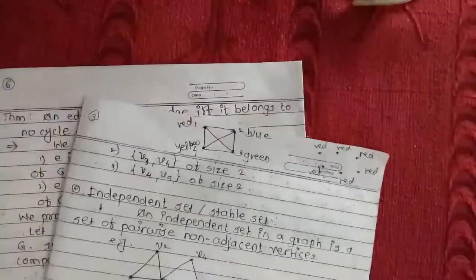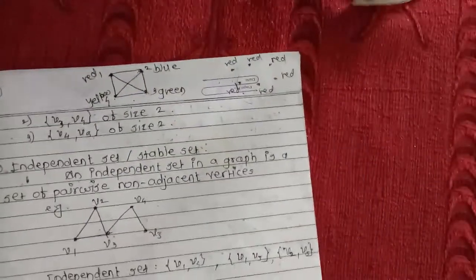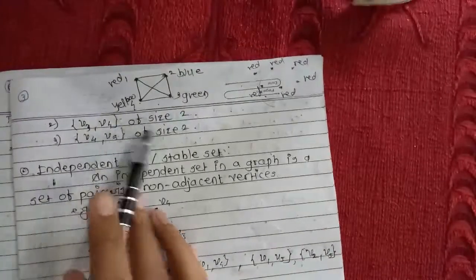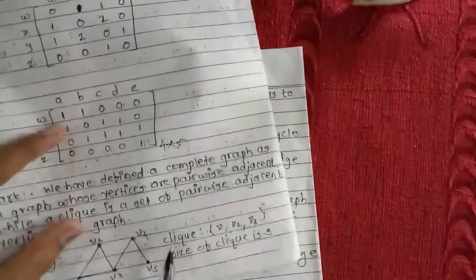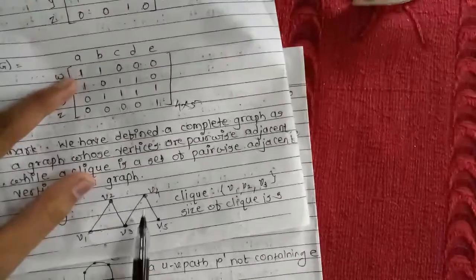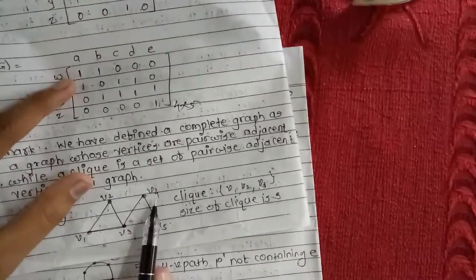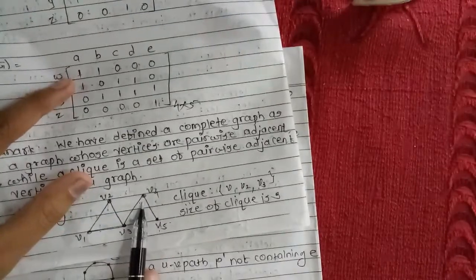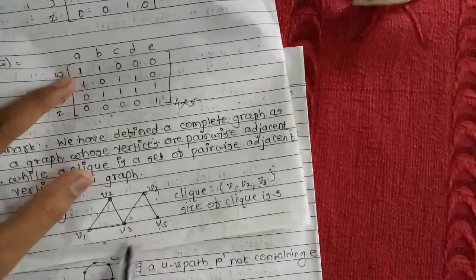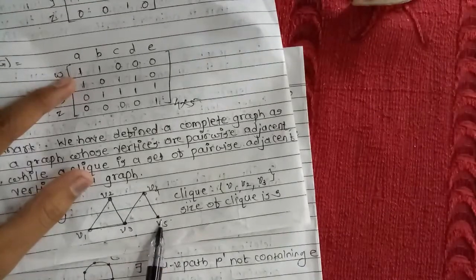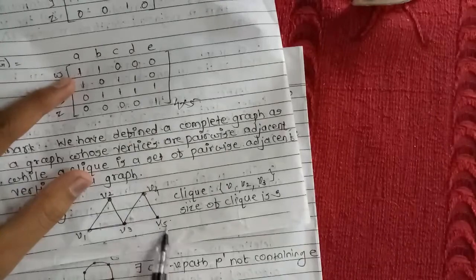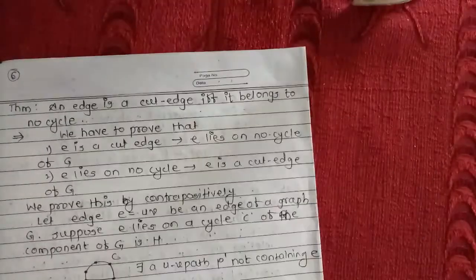The next clique is V3, V4, because both are adjacent, and the size of this clique is 2. Similarly, we can take V4, V5, and the size of this clique is also 2, right?